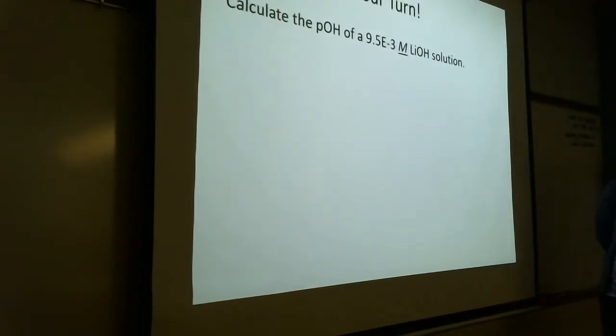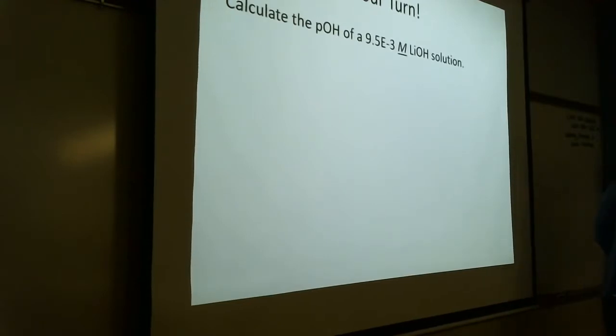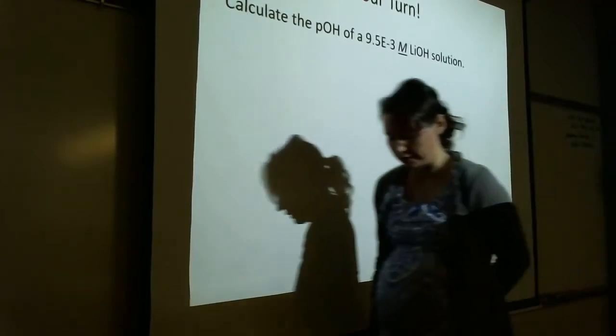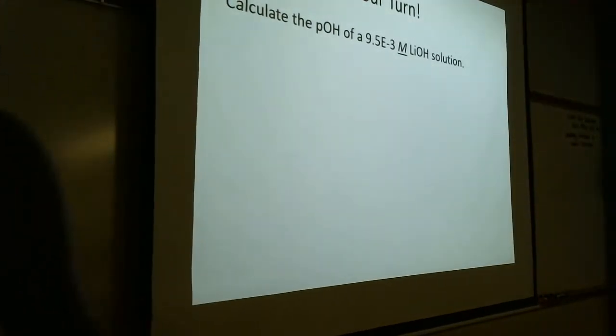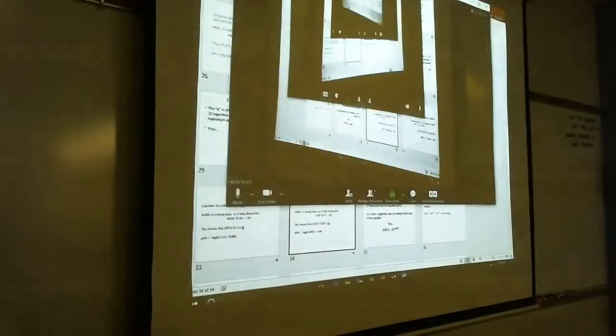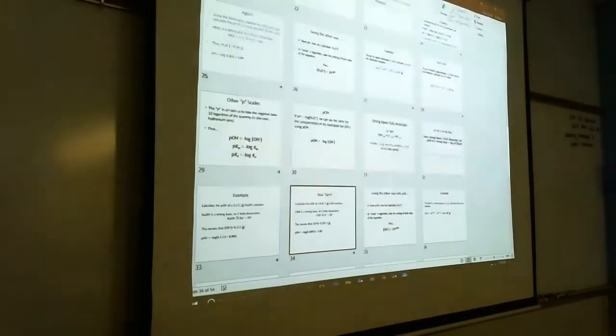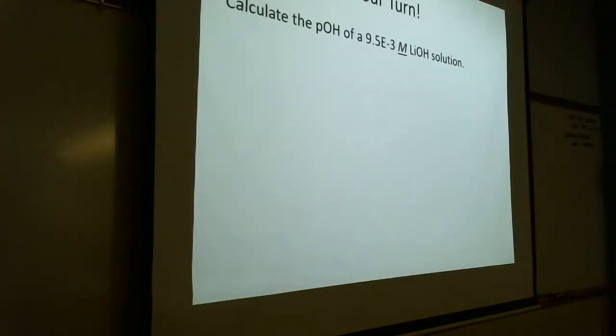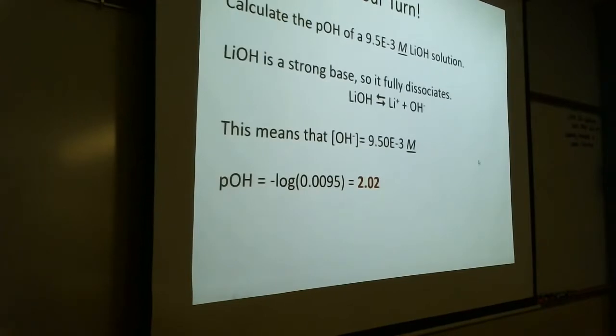So why don't you try this one? What's the pOH of a 9.5 times 10 to the negative 3rd molar lithium hydroxide solution? And use this as a chance to practice sig figs just to make sure you understand the rule. But we got, what did we come up with? 2 total sig figs, right? So 2 decimal places. pOH is unitless. Do we agree? Did you get the same answer? Any questions on how to do this?